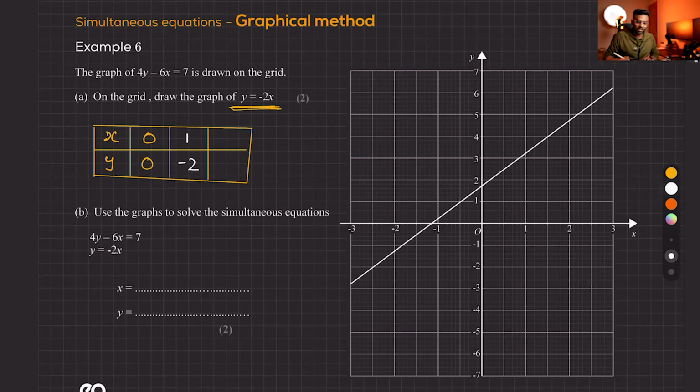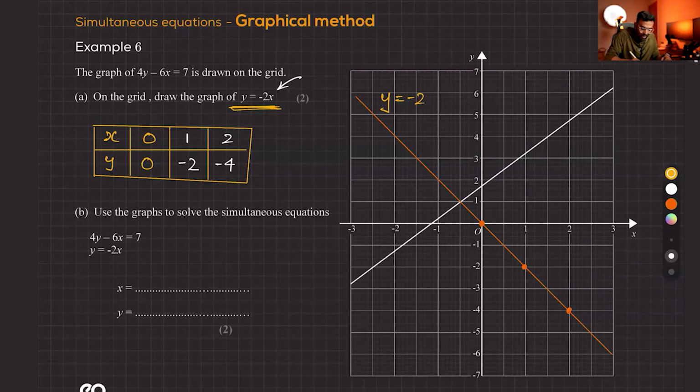If x is, let's say, 2, all right, I'm putting x over here as 2, y would be minus 4. Is that okay? Everyone? Okay, now we're going to plot those points over here. So 0 is the origin. 1, minus 2 is here. 2, minus 4 is right there. And I'm just going to somehow join those lines. Oh, look at the accuracy of it. Nice, I like it. So this is our y equals minus 2x line. Is everyone with me on how I drew that?